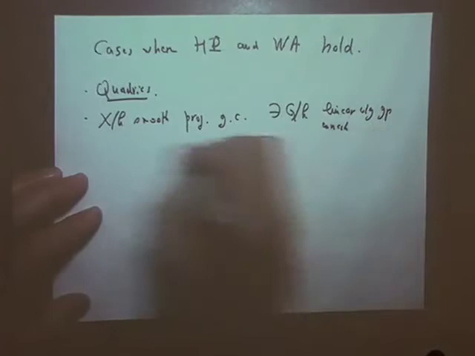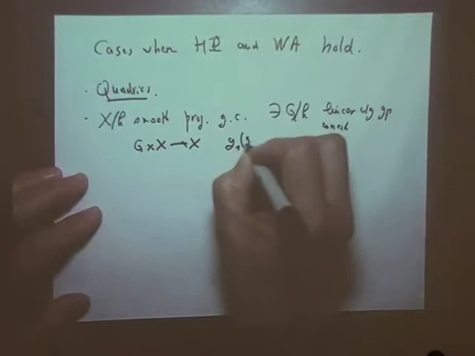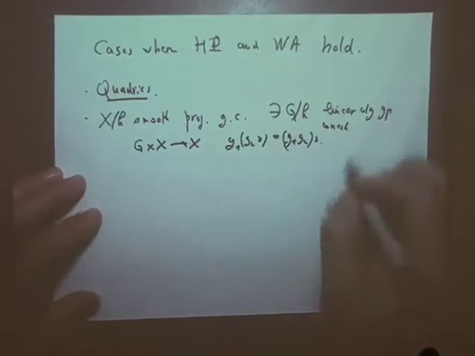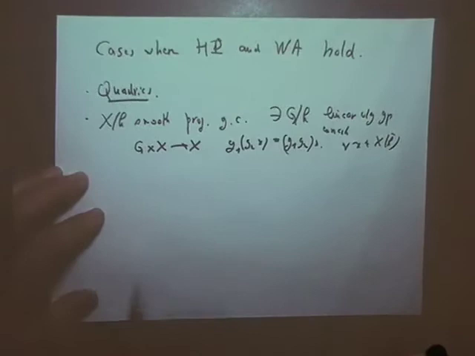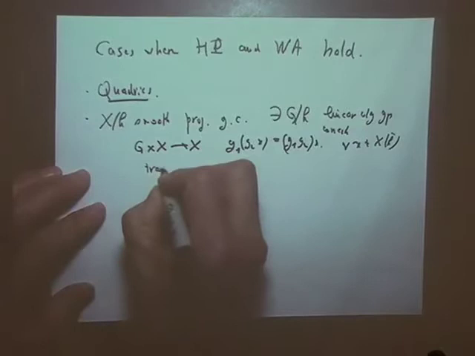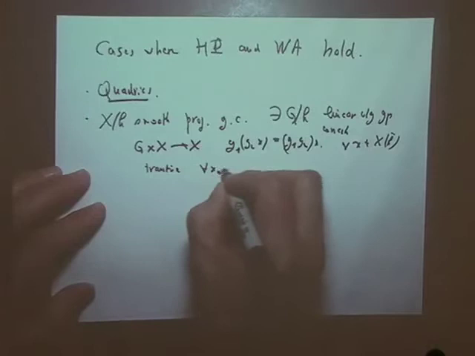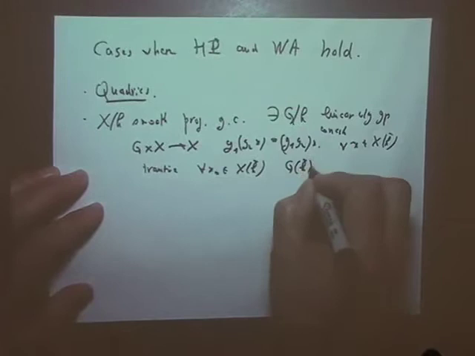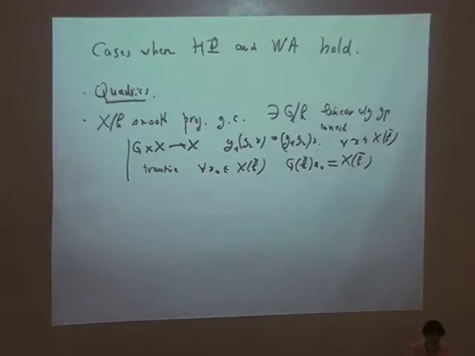with an action of G on X, which means that, as you know, (g1 g2) applied to x is g1 applied to (g2 applied to x), for any point x in X(K bar). This is all at the level of X(K bar). And such that the action is transitive. Transitive, that is, for all x0 in X(K bar), the set of points G(K bar) x0 is X(K bar). So for this case, the ASA principle and weak approximation hold. And this generalizes the case of quadrics.